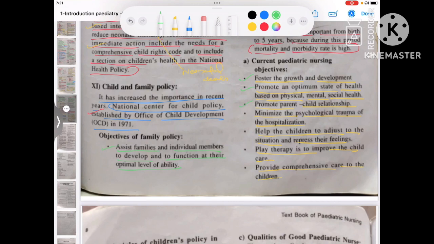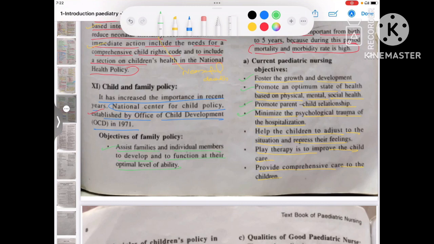And promote the parent-child relationship. Some parents do not love their children, or sometimes the child is very sick and they cannot give care to the child. We have to promote the parent-child relationship by giving health education. That is our objective as a pediatric nurse.